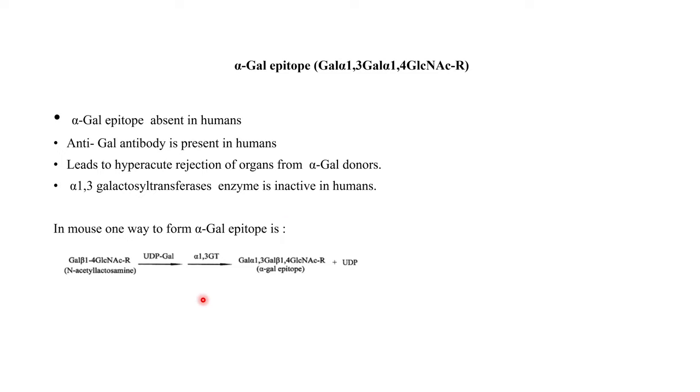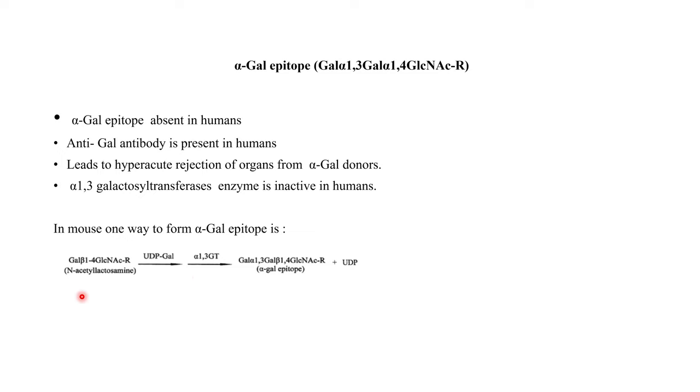And here is an example of alpha-gal epitope formation in the mouse. This is one of the ways by which alpha-gal epitope forms. However, there are other ways also for the formation of alpha-gal epitope in the mouse. And this alpha-galactosyl transferase is present in the Golgi apparatus, which leads to formation of alpha-gal epitope.